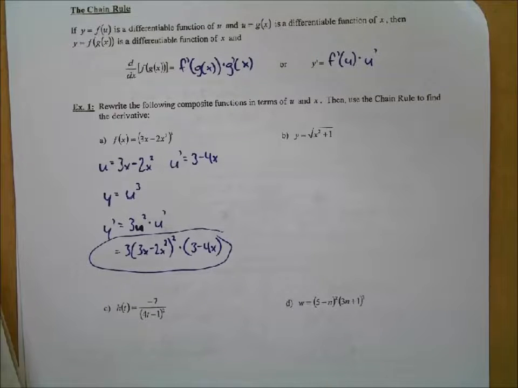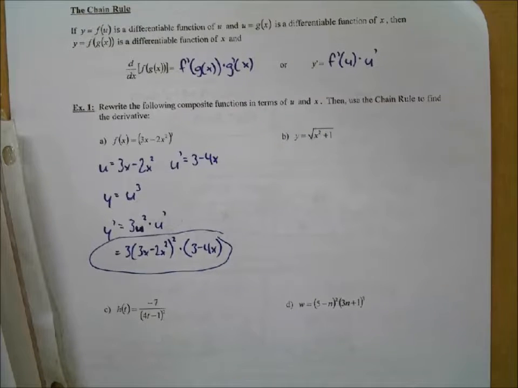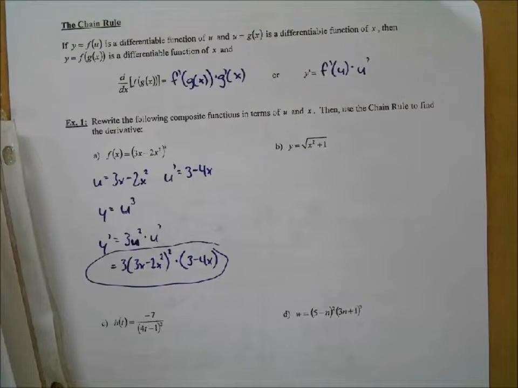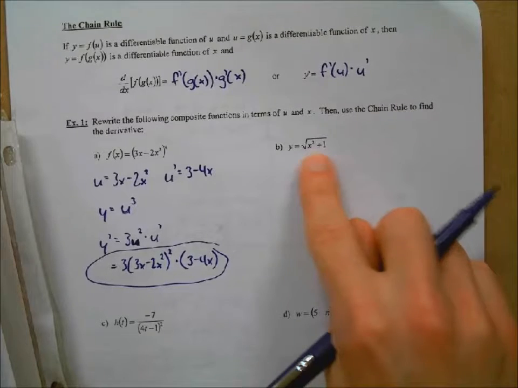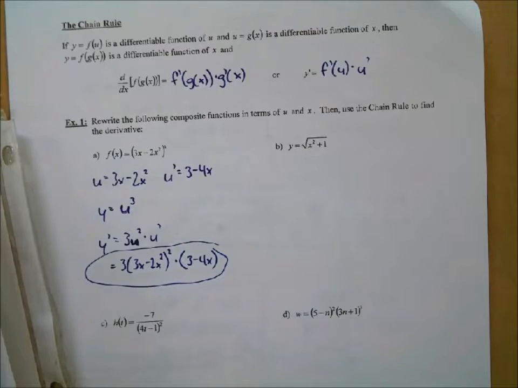All right, letter B. Y equals the square root of the quantity x squared plus 1. Could we have taken the derivative of that before today? Actually, we could not, and it's because we have the x squared plus 1 in there. We were not able to take this derivative. So we're going to do it today, though.